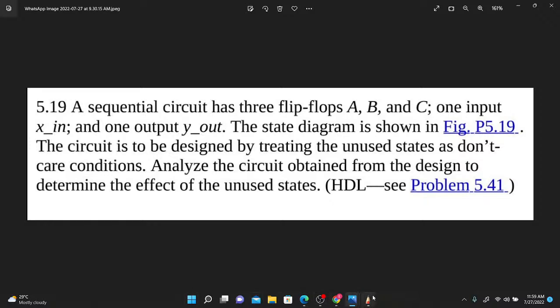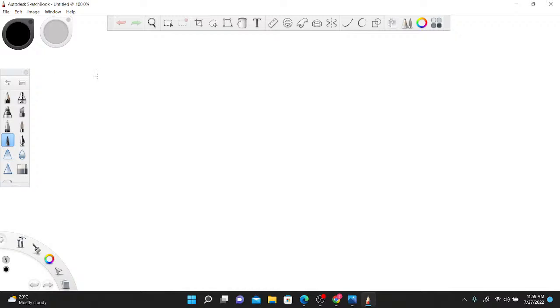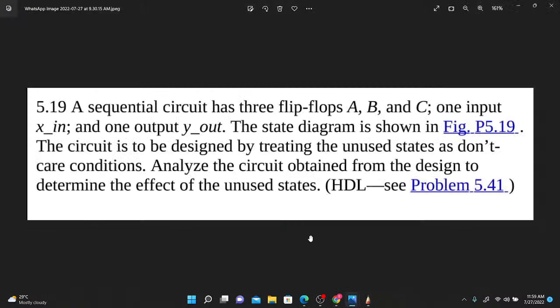So from this one, we'll be able to tell a number of things. We have three flip-flops, A, B, and C. Meaning that if you remember what I said about the states and the number of flip-flops needed, if you need three flip-flops, that means that the maximum number of states we can have in our system is 2 raised to the power 3, which is 8. Excellent. So we can continue reading the question.